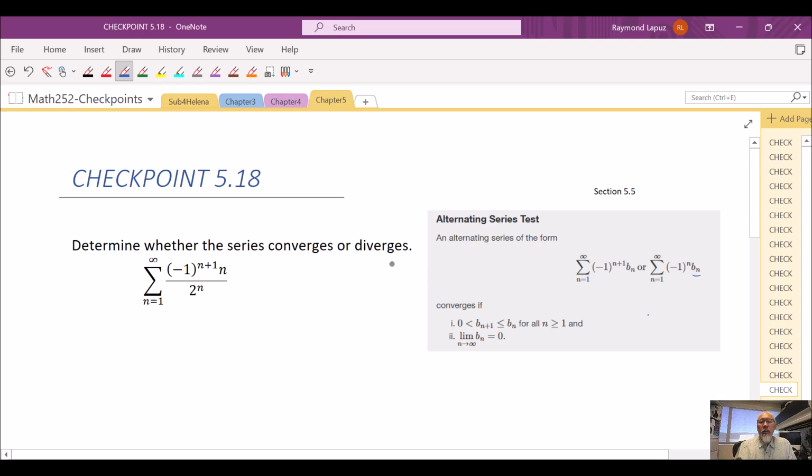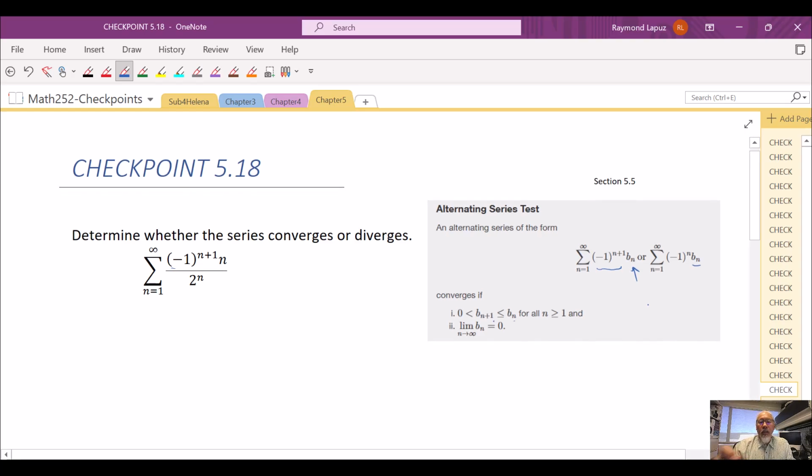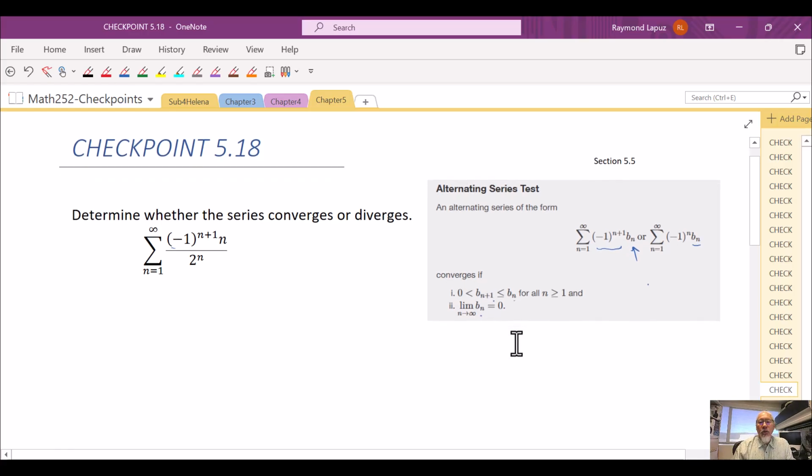The alternating series test says that if you have an alternating series, which is (-1) to some power times some other sequence b sub n, this series is going to converge if two things happen. One of them is that b sub n+1 is always less than b sub n, as long as they're all positive. So this is saying that it's non-increasing, it's going to be decreasing. And the second one says that the sequence has to approach 0. So we want to show both of those.